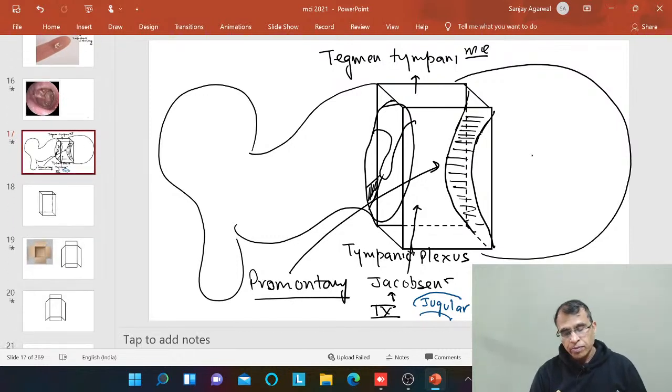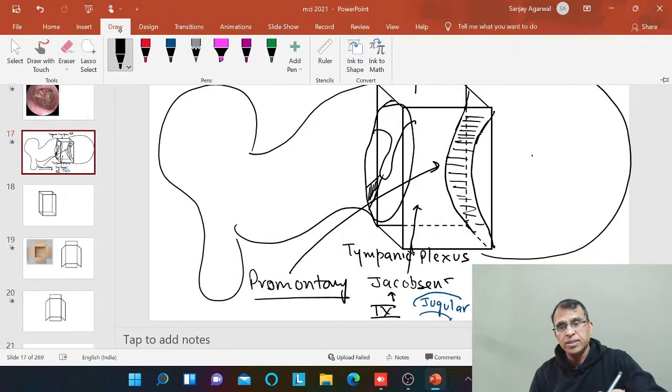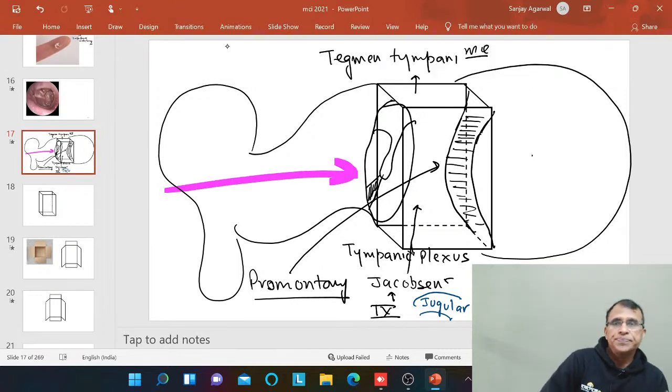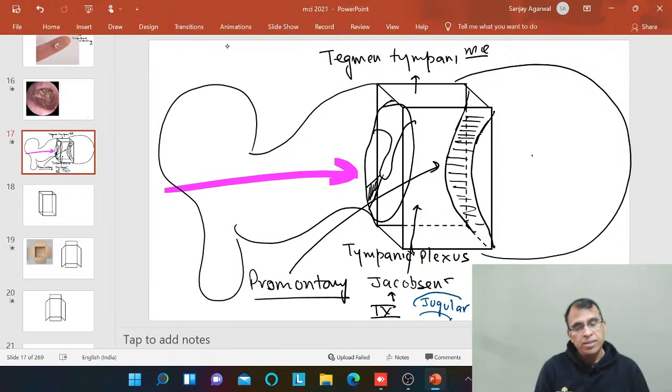So, now tell me, if you examine from outside, which boundary do you get to see? You can see the tympanic membrane, isn't it?